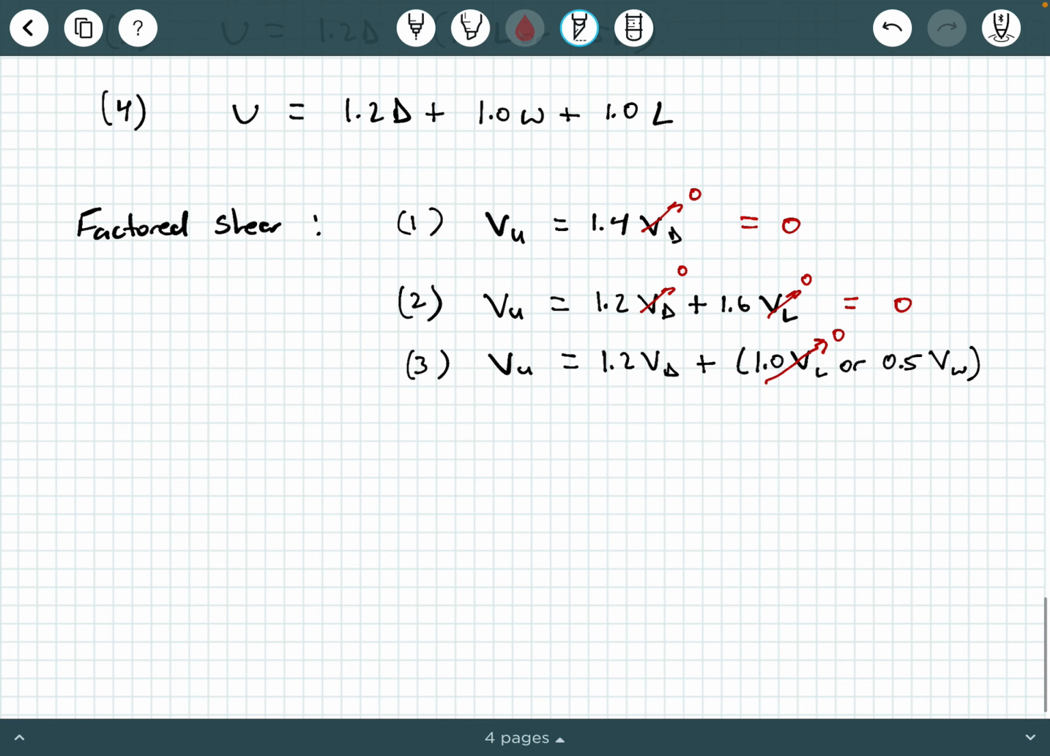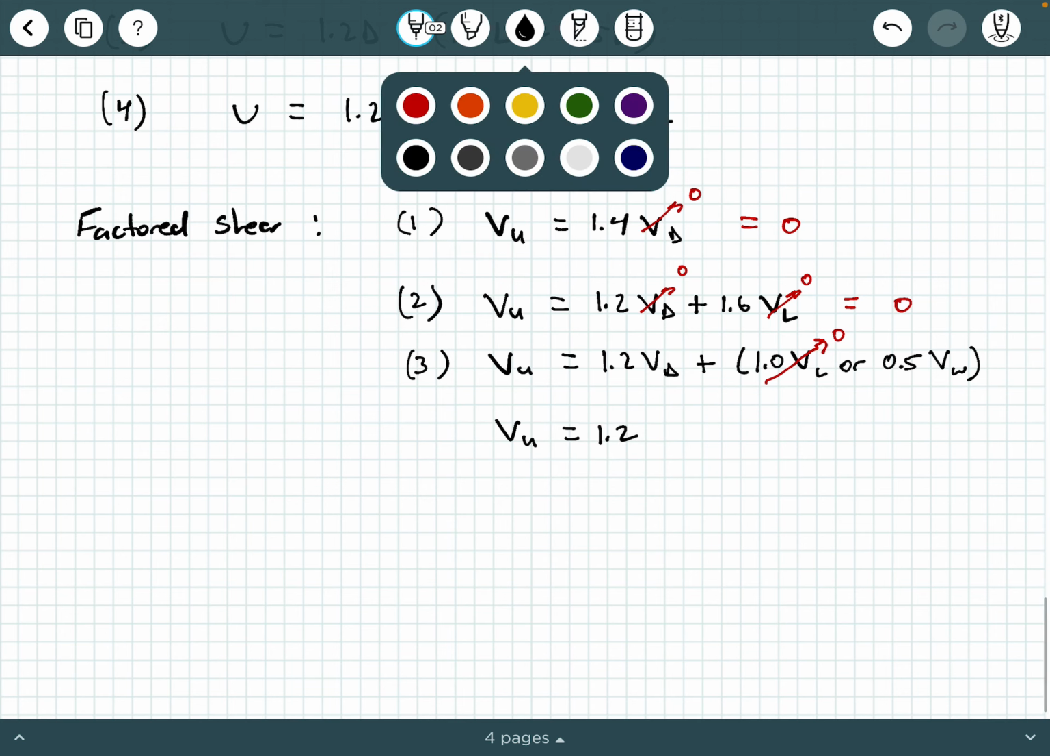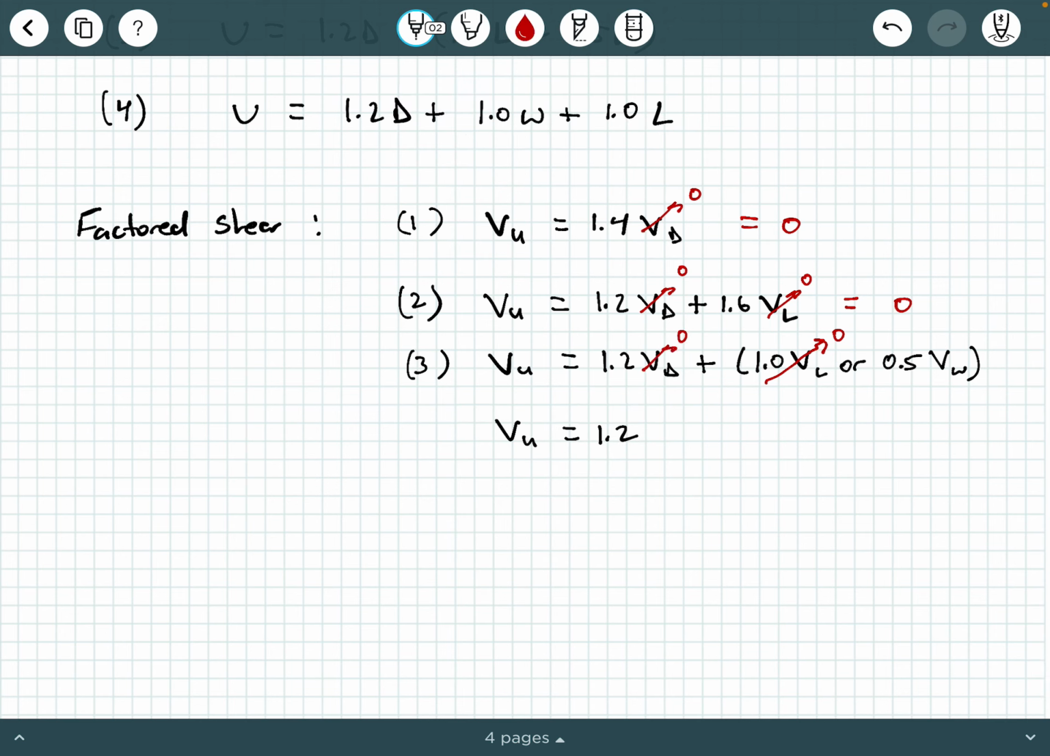And so we can then say for load combo 3, VU is 1.2. Oh, don't forget this V dead is 0. So we have 0.5 times 6 kips, which is 3 kips in shear, according to load combo 3.